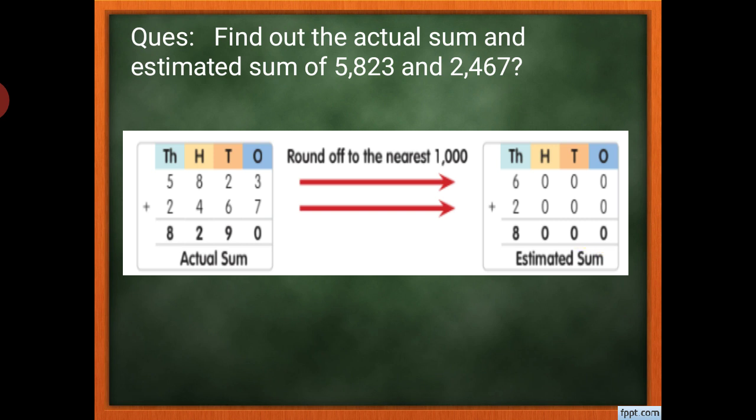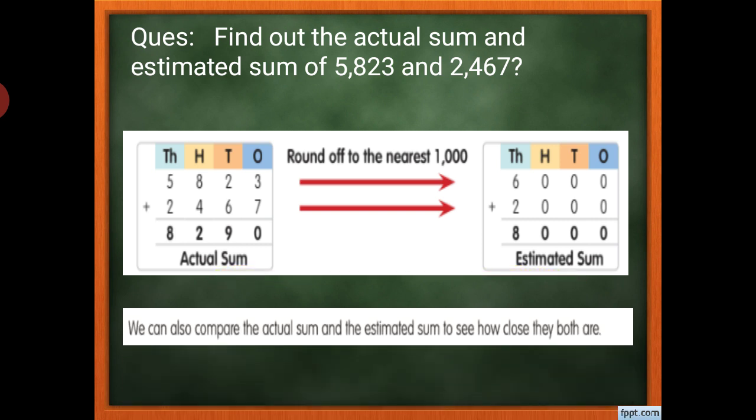So the actual sum is 8,290 and our estimated sum is 8,000. See, the estimated sum is close to the actual sum. So we can also compare the actual sum and the estimated sum to see how close they are.